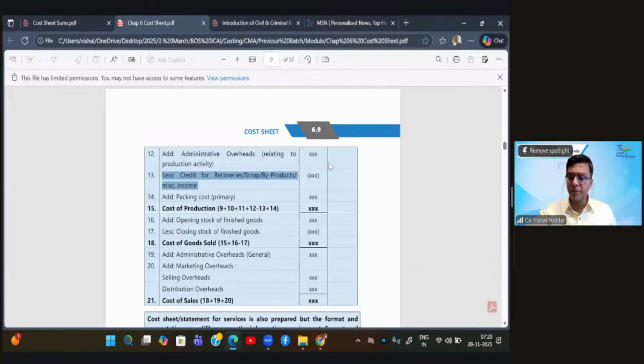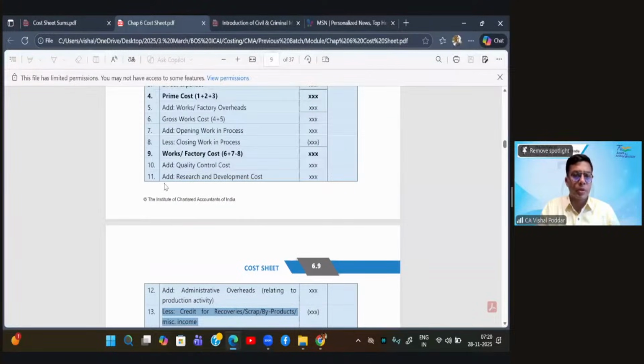Now, if you visualize physically, your final product comes into existence at this point, which in the cost sheet we call the cost of production. This cost of production is made up of the expenses of the factory, which is factory cost. It includes prime cost, plus works overheads, adjusting opening and closing stock of WIP. This is your factory cost.